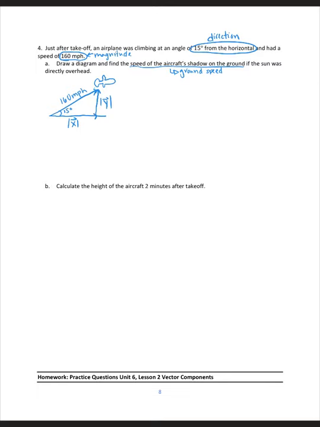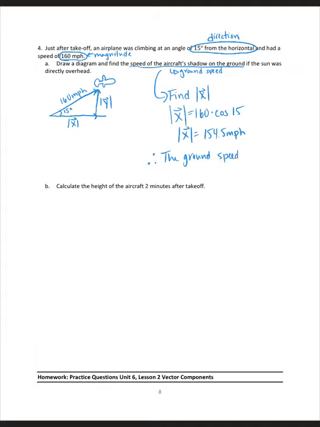So again, we're trying to find that horizontal element, so we're working to find x. So the magnitude of x, or our vector x, is going to be equal to our resultant, which is 160, times the cosine of theta, which in this case is 15. So x is equal to 154.5 miles per hour. And we'll put that into the therefore statement. So therefore, the ground speed is 154.5 miles per hour.